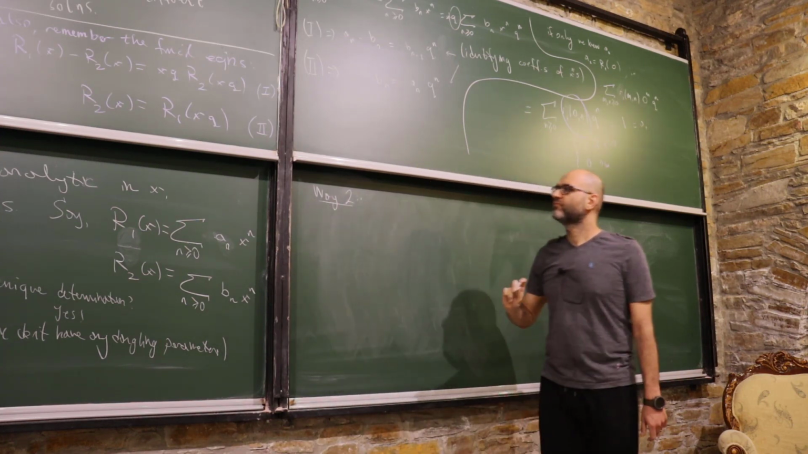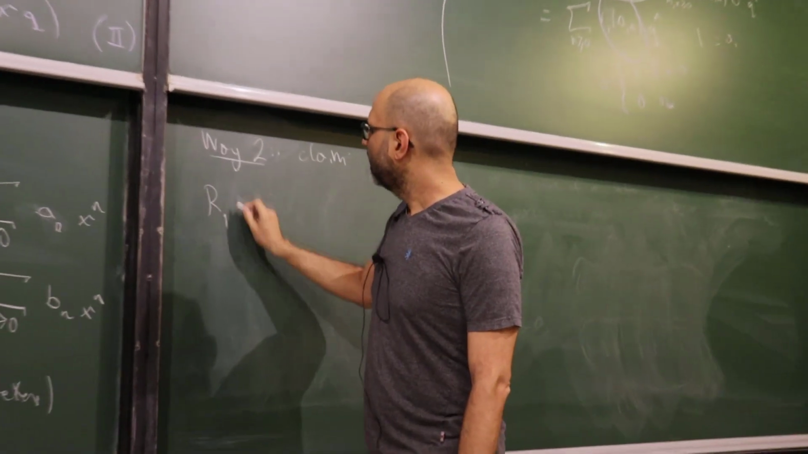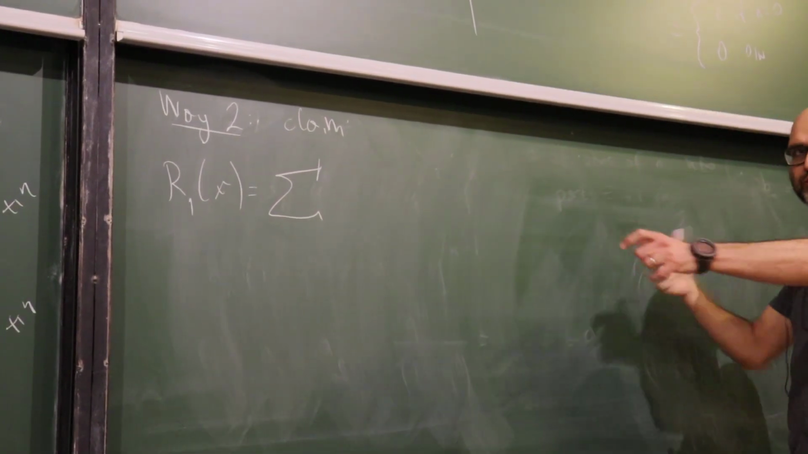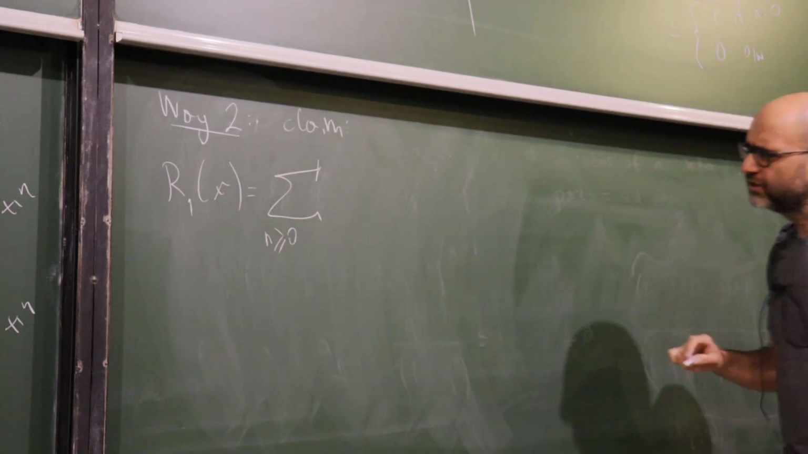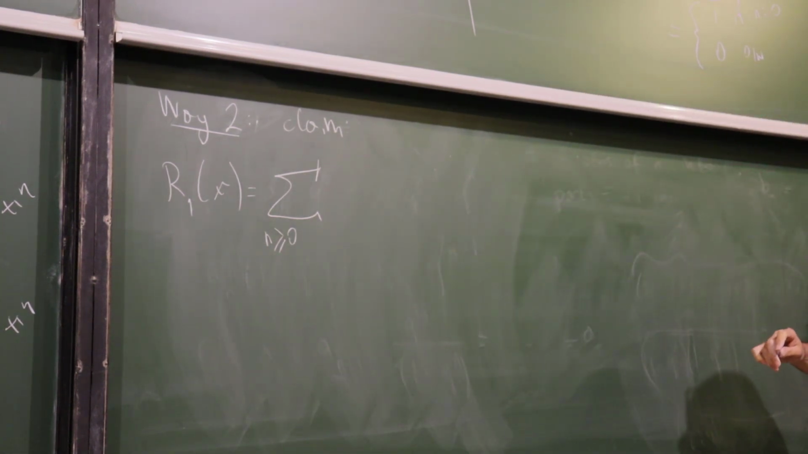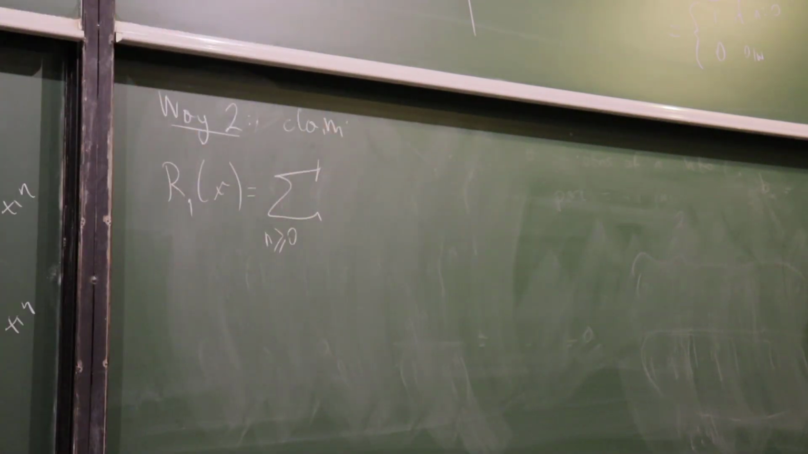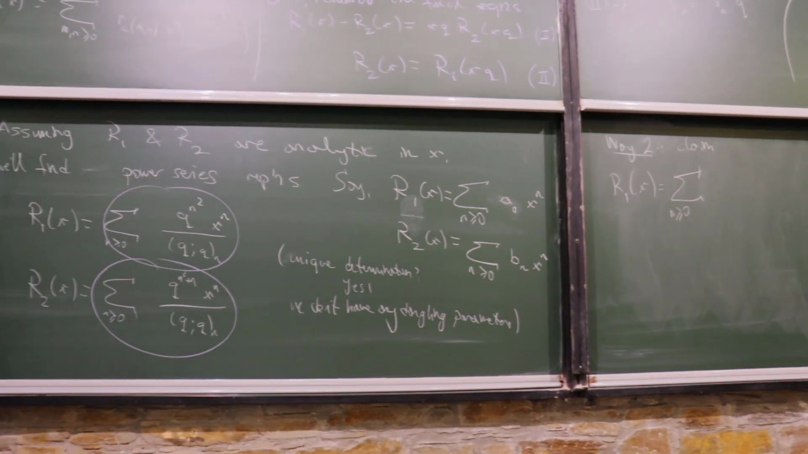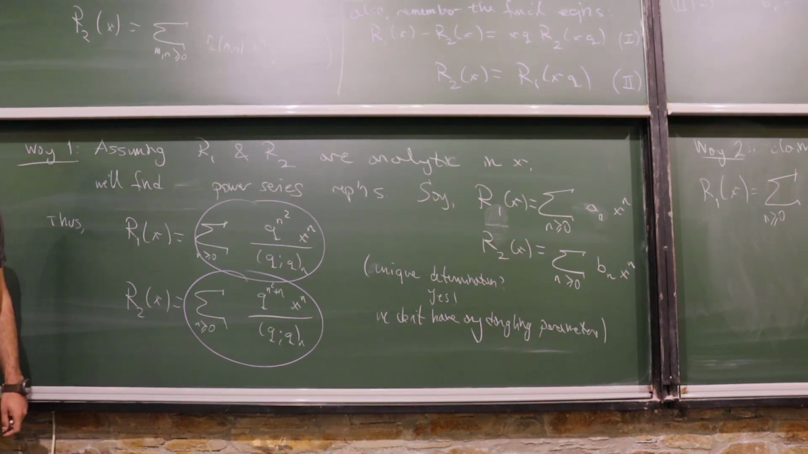Way 2. Claim: R1 of x equals a combination of two single series where n is greater than or equal to 0. We'll make a distinction between the two series apart from their appearance. Later, we will call such series evidently positive, manifestly positive, clearly positive, positive whatever way you look at them.